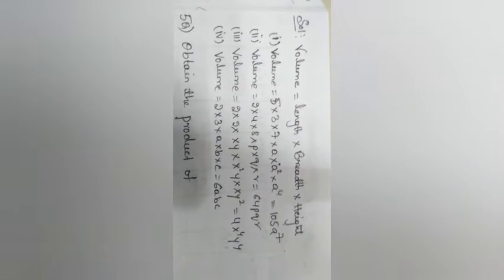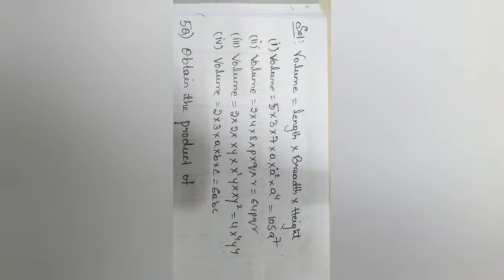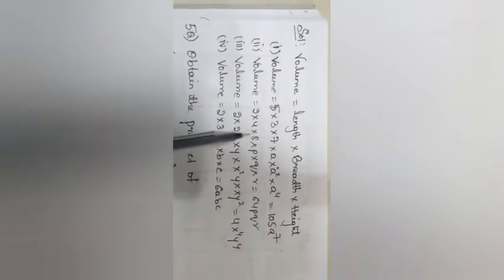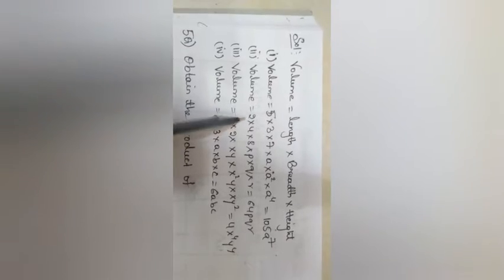It is an easy chapter, guys. You just need to know all the formulas. For the first bit, they gave the volume as 5 into 3 into 7 into a square into a power 4. You need to split the terms and do the multiplication. Take the constant terms to one side and the variable terms to the other side, do the multiplication, and you will get the answer.